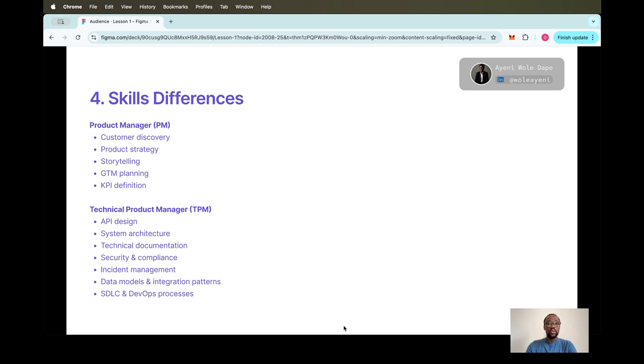What skills do I need to have as a product manager to function and lead correctly? Product discovery, storytelling, go-to-market planning, and KPI definition skills. While on the other hand, as a technical product manager, you need to have a deep understanding of how to build APIs, how to build platforms, and how to create technical documentation, along with security and compliance and incident management skills.